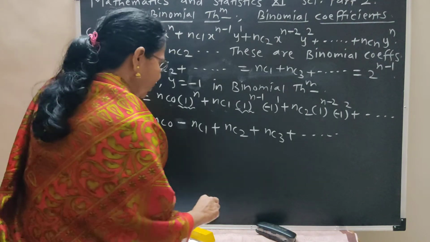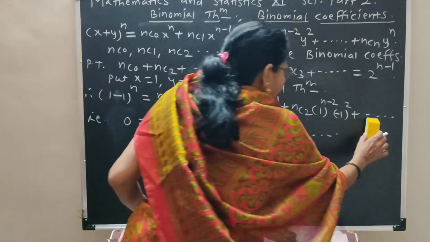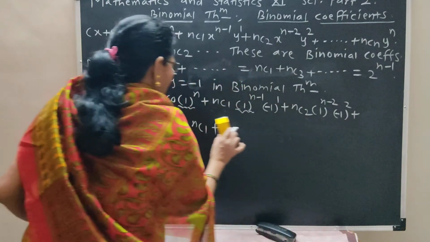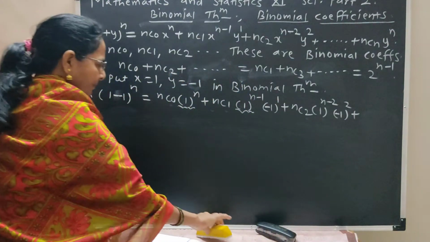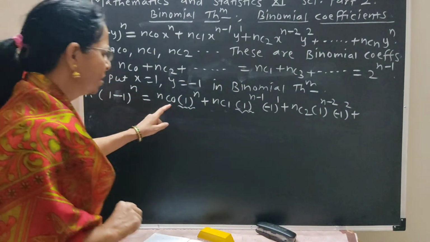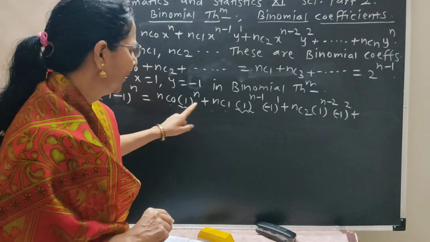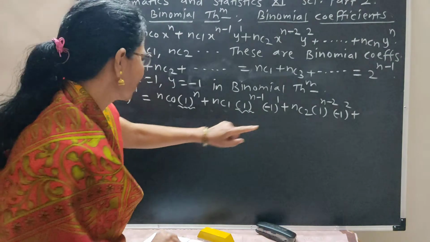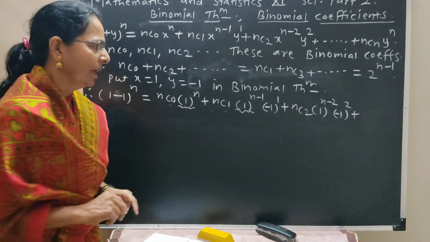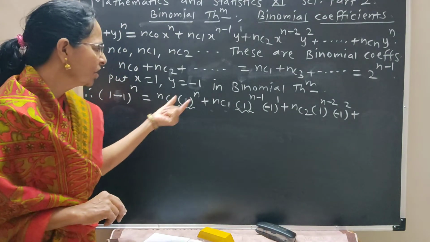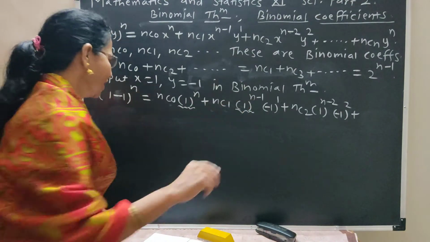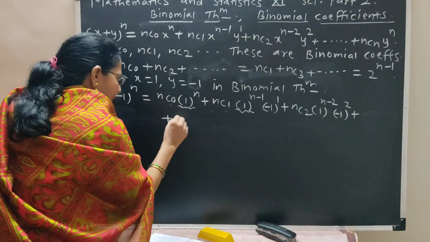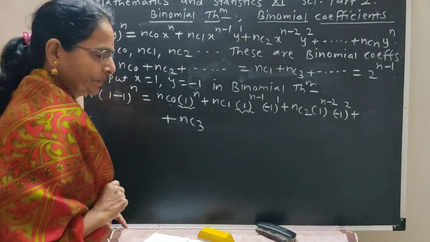One term we have to add here. Here we want to add one term. So write here nC0, nC1, nC2. Write here the next term. We know how we write these terms: nC0, nC1, nC2. The next term is plus nC3.